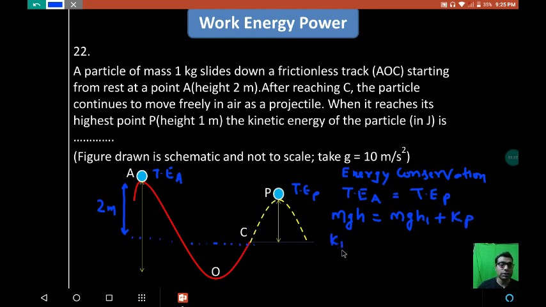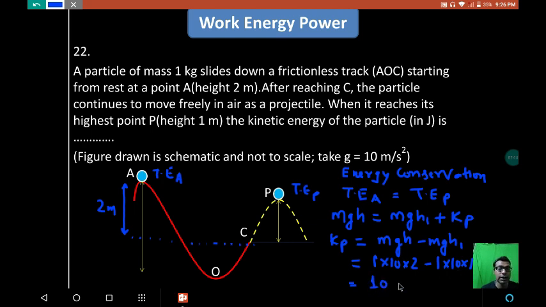We simply see that the kinetic energy is equal to mg h minus mg h1. We simply put the values: mass is 1 kg, g is 10, height is 2 minus 1, into 10 into 1. We simply get 20 minus 10, that is 10 joules. So the kinetic energy at point P is 10 joules. So 10 joules is the correct answer.